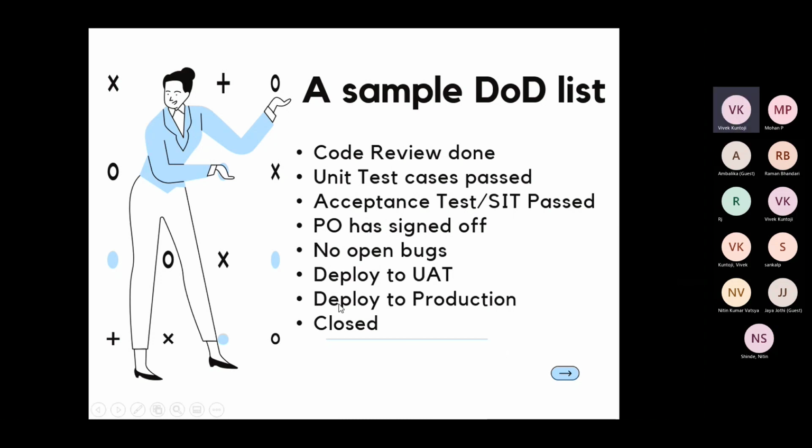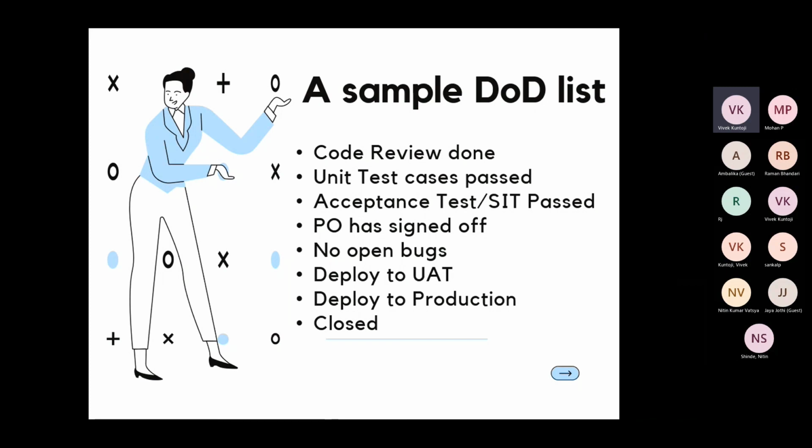Second, the next point is deploy to UAT. This could also mean you can close the story only when that user story or work item is deployed to the UAT environment. Then you say that you have deployed it to production, and you can very well ask me how we can have this point as a definition of done list?